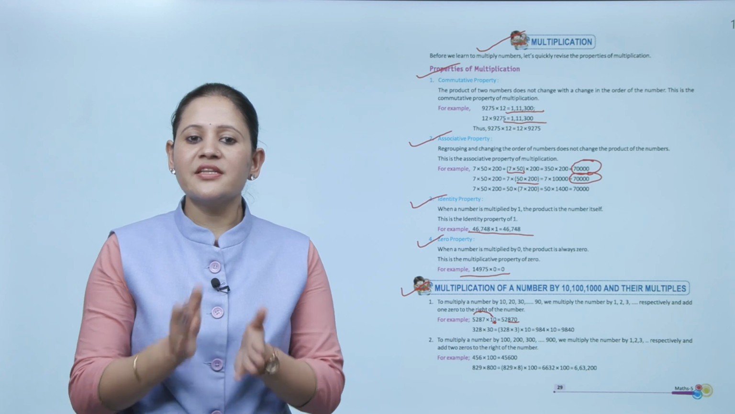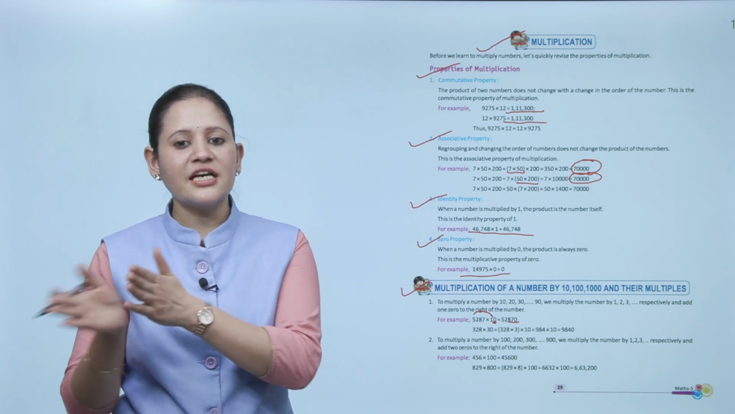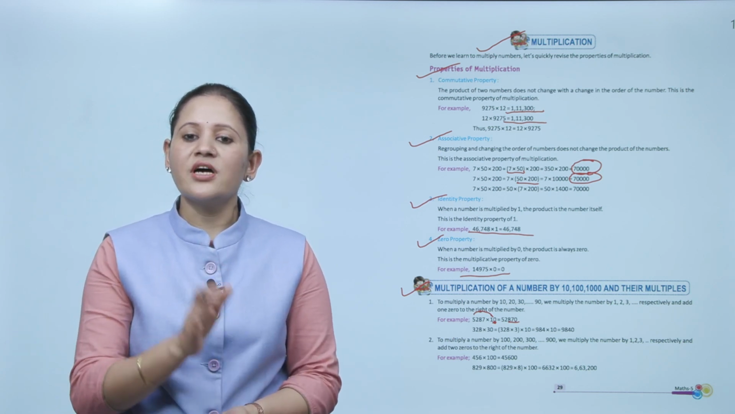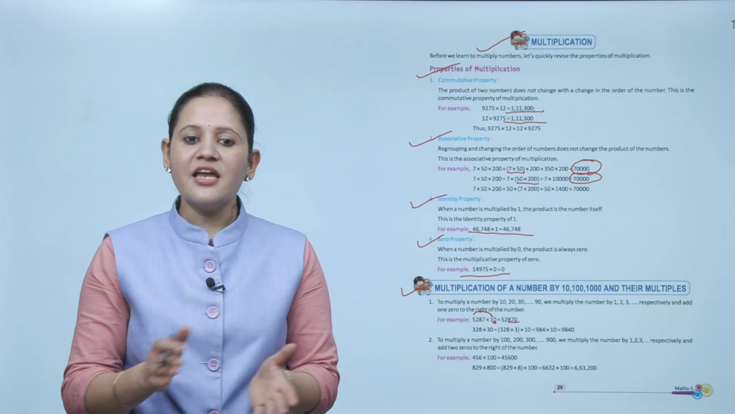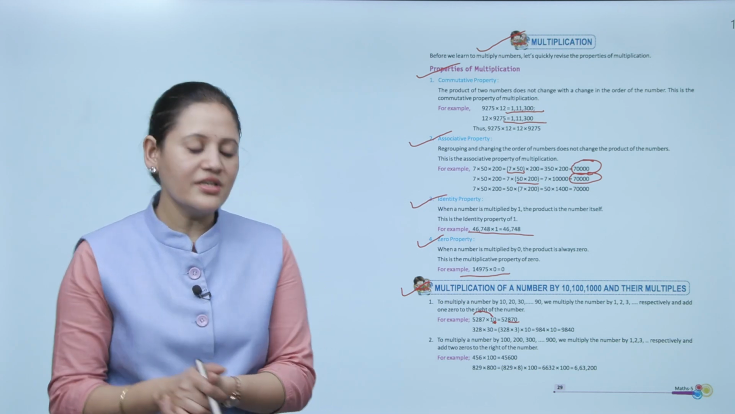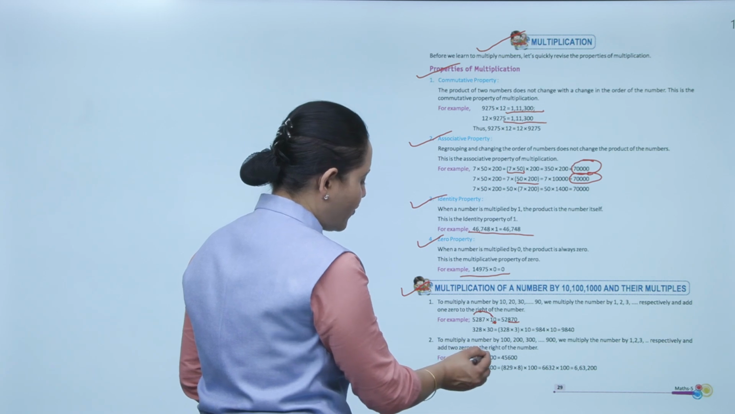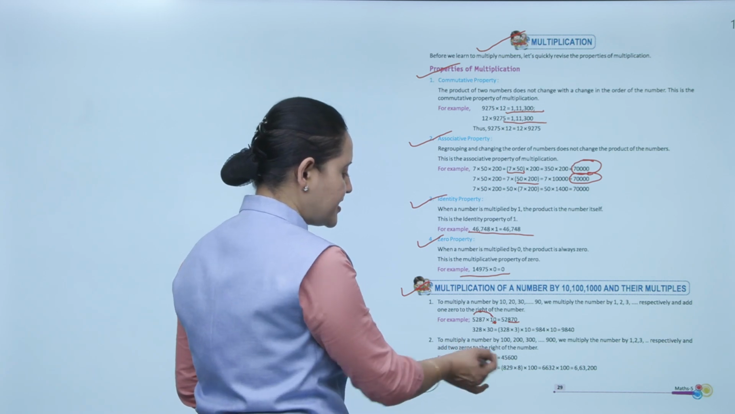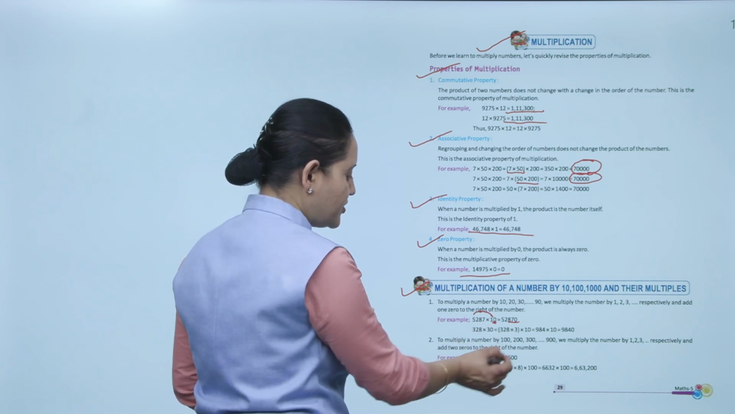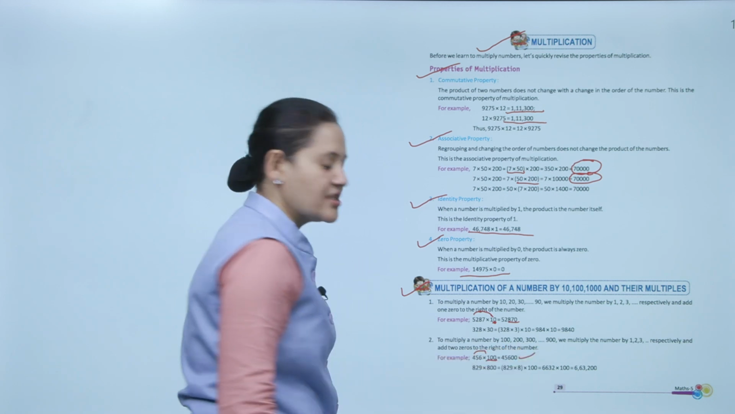Next, to multiply the number by 100, 200, 300 and so on, multiply the number by 1, 2, 3 respectively and add 2 zeros to the right of the number. Like here, 456 multiplied by 100. So 456 multiplied by 1, that is 456. 2 zeros, so we'll put 2 zeros to the right of the product. So this is the answer.